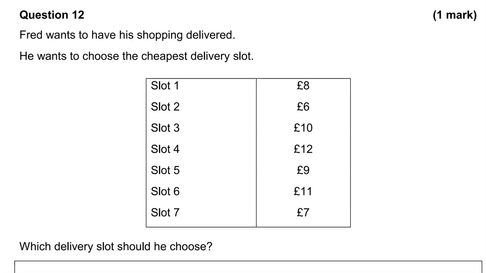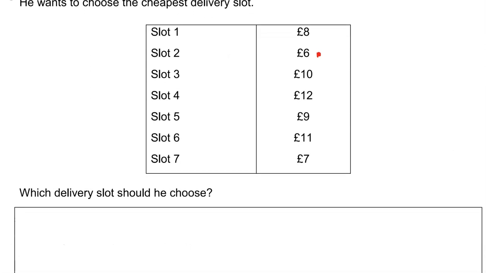So which one of these numbers is the lowest? So got again 8, 6, 10, 12, 9, 11. So it looks like 6 is the smallest number out of them all. Double checking, and that is correct. So we're going to say slot 2.